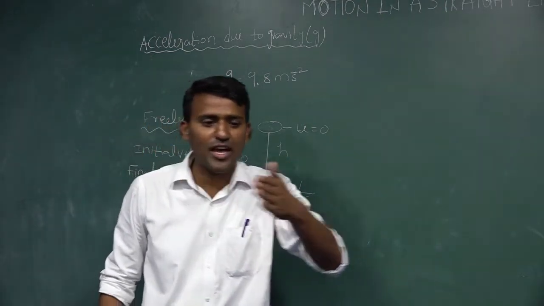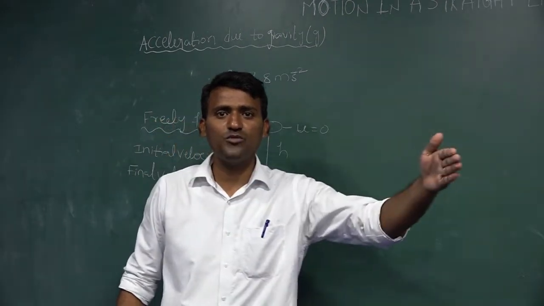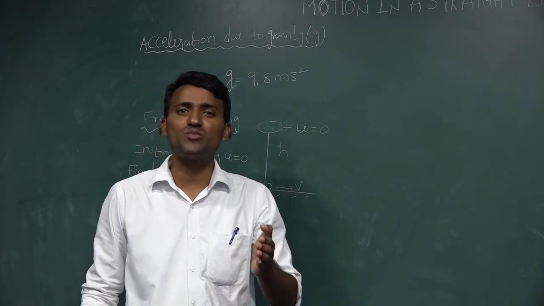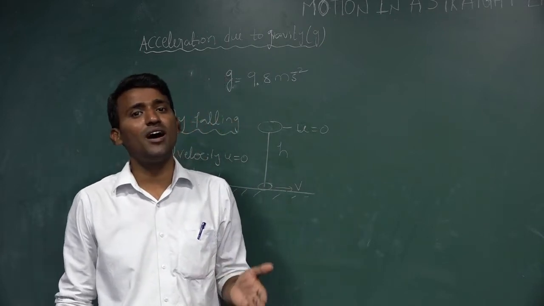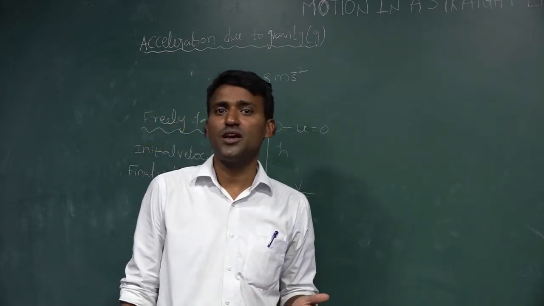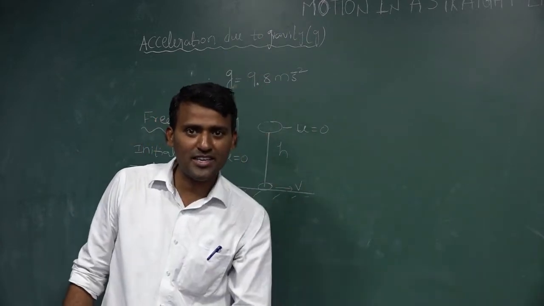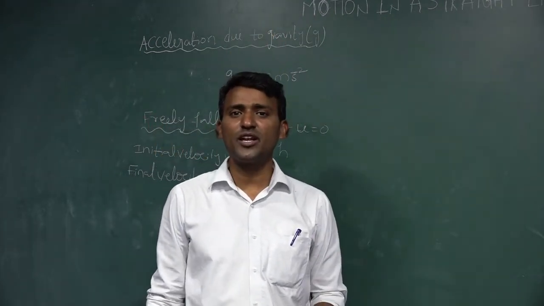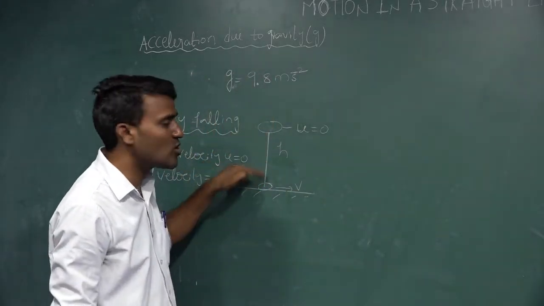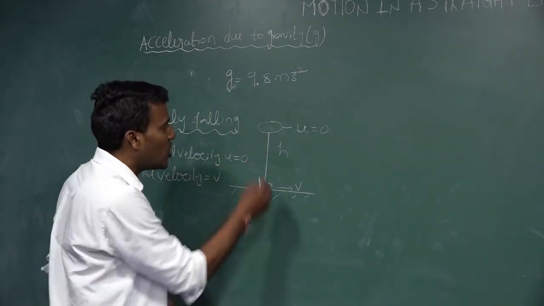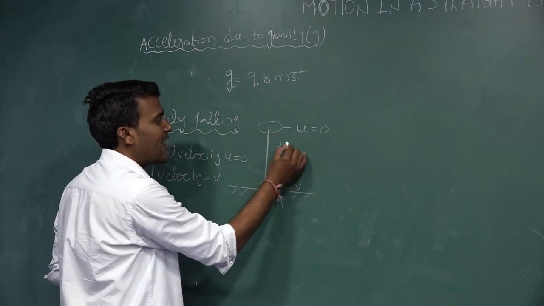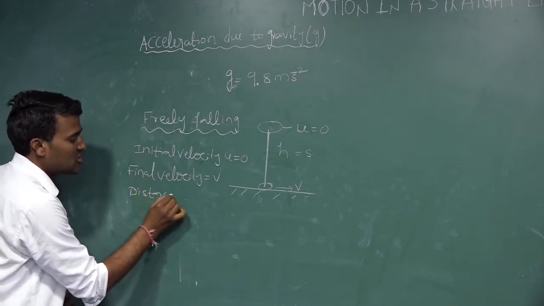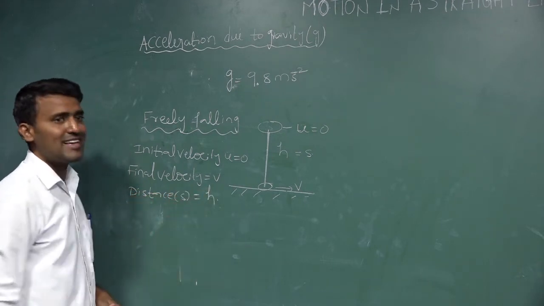When an object is moving along the horizontal direction like this, we can call that distance or displacement covered by the particle. But when an object is moving up and down like this, the vertical displacement we can call the height. So how much height it has traveled, that is nothing but h. So distance s is equal to h, isn't it?